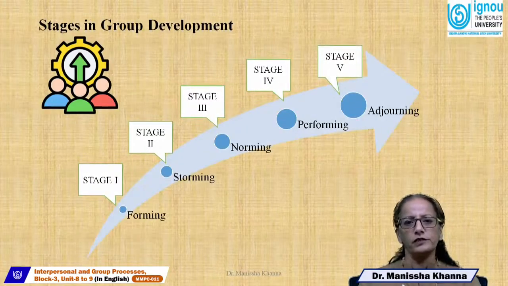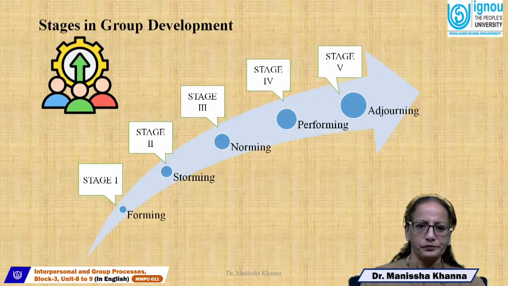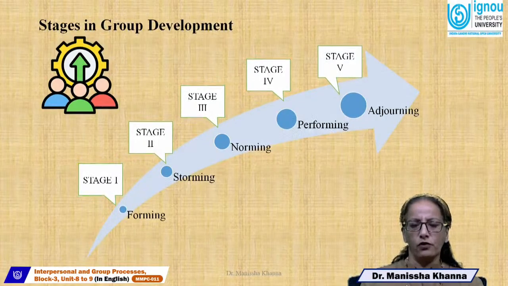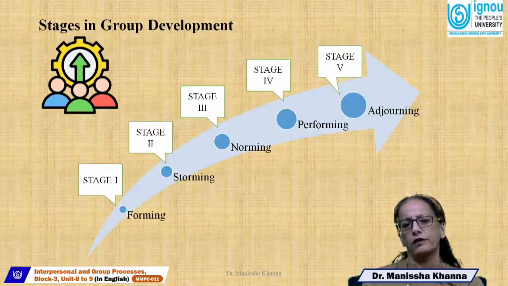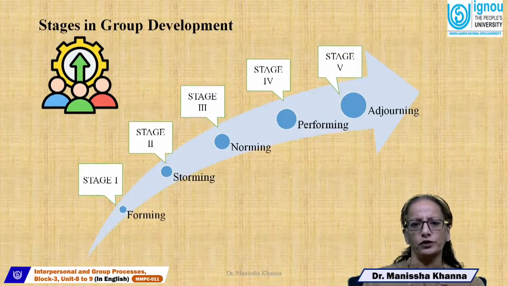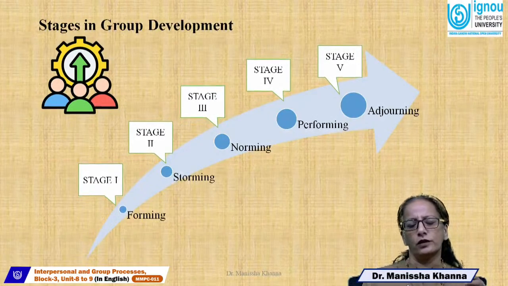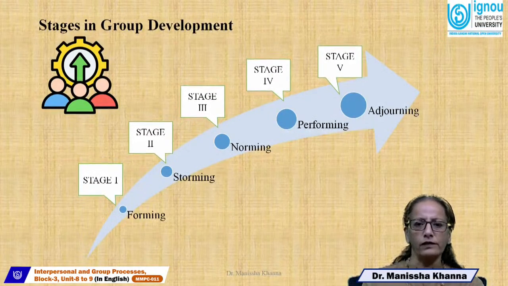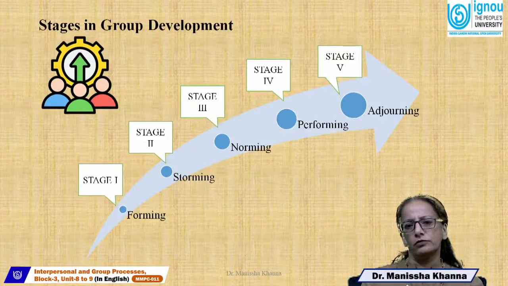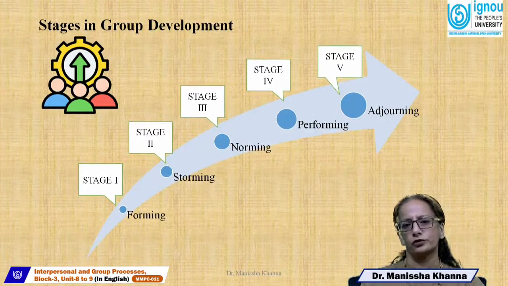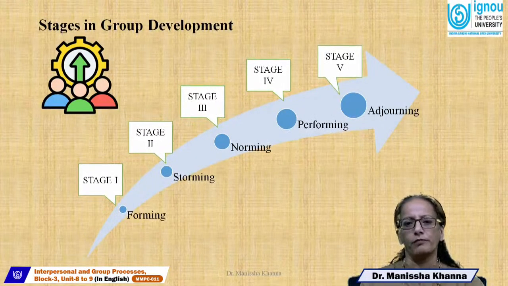There are different stages of group development. The first stage is forming. When they are coming together, they are forming a group. Formation is happening. In this stage, they are checking out the number of people. They are focused more on how many group members there should be.